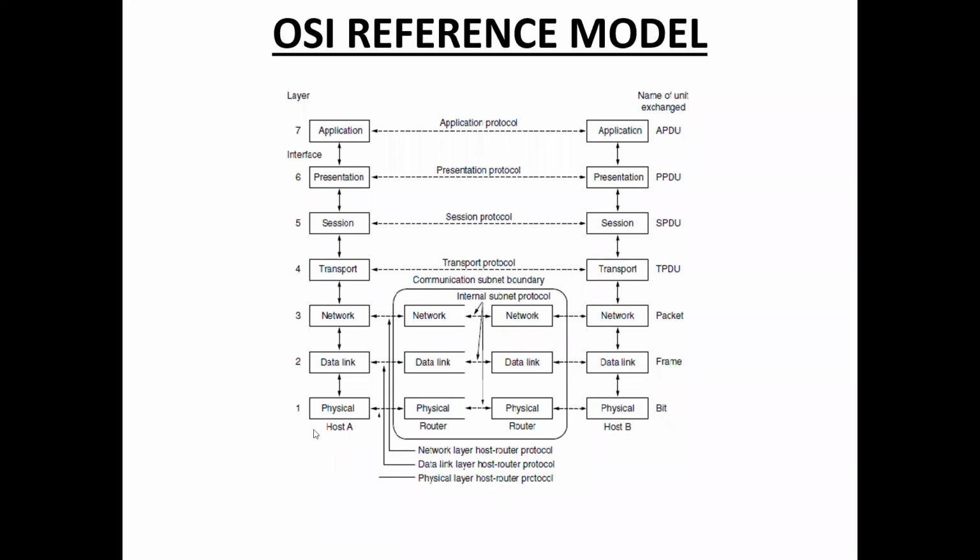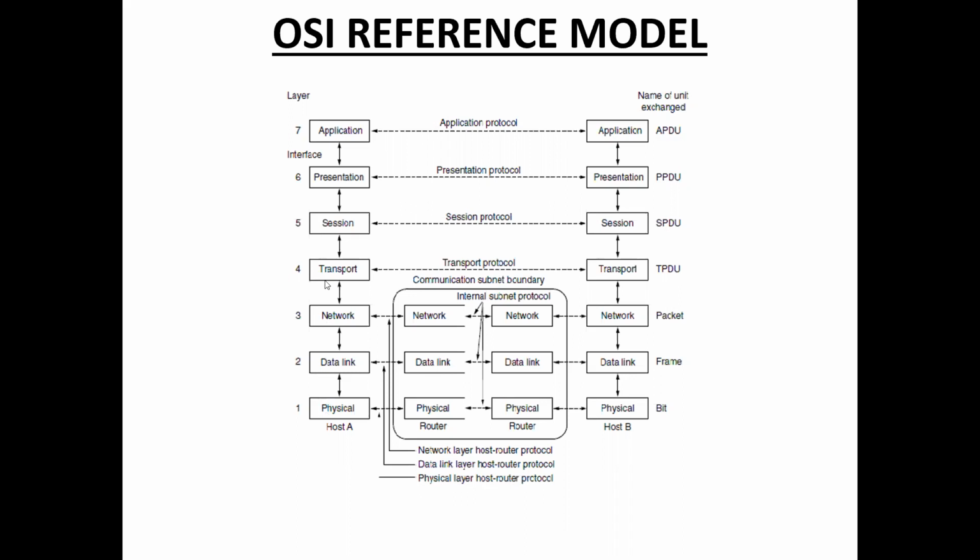Suppose host A wants to send data to host B. The information passes through all these 7 layers, and the information flows in either direction.